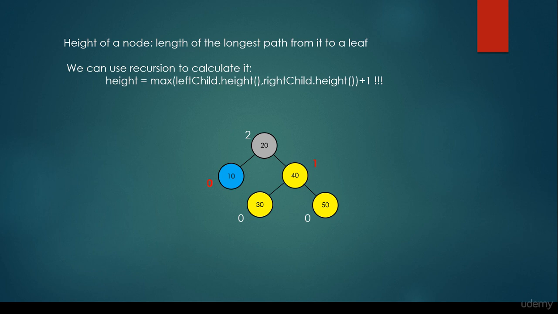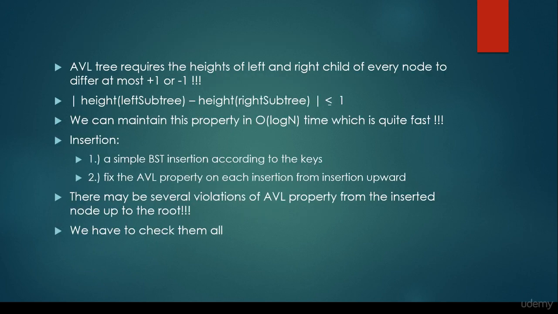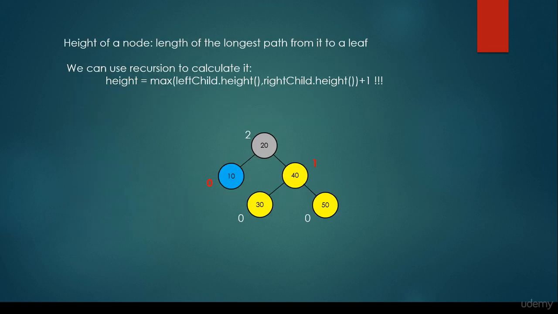So we have to calculate the maximum of 0 and 1, which is 1, and we increment it by 1 in order to get the height parameter for the root node, and that's why it's going to be 2. The AVL tree requires the heights of the left and right child of every node to differ by at most +1 or -1. Here we see that the difference between the height parameters is exactly 1. It's not greater than 1, so we can conclude that this tree is balanced. We don't have to rotate it.